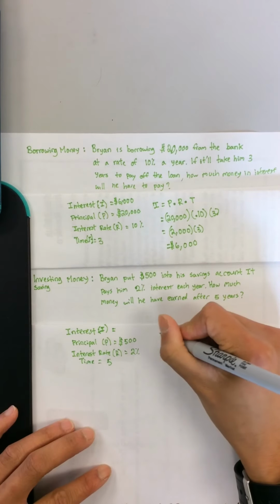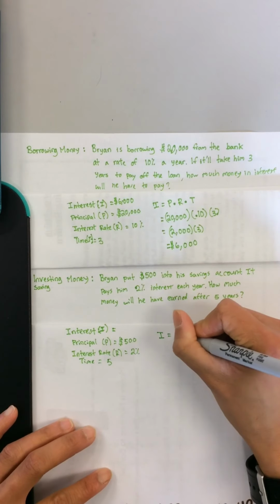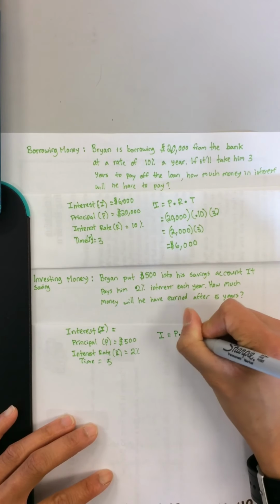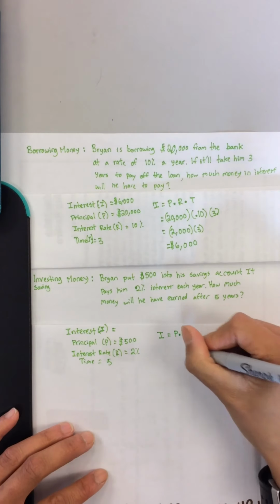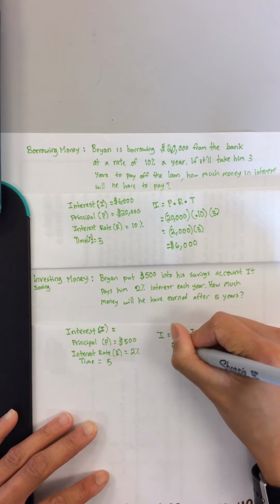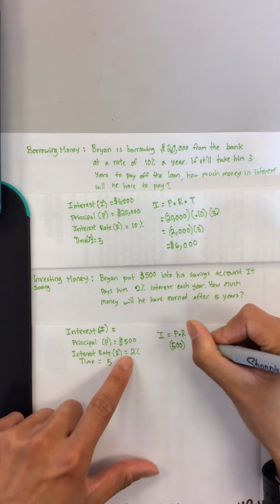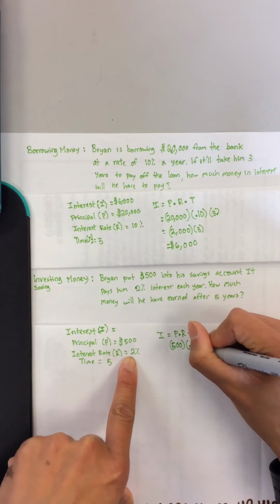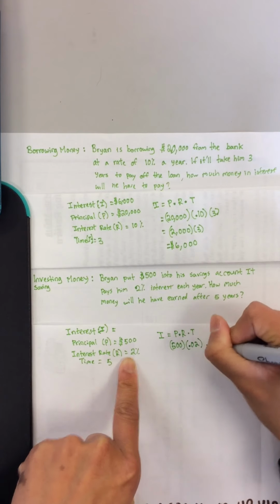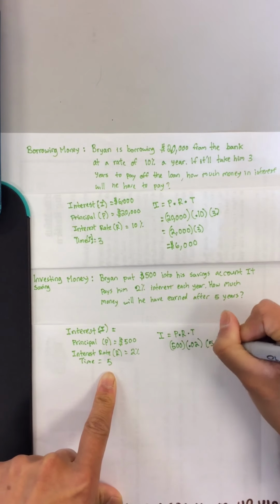So again, I write out my formula, which is the interest is principal times rate times time. And then I just fill it in. I know that the principal is 500. I know that the rate is 2%, 2 over 100. If I'm going to write that as a decimal, it's going to be 2/100ths. And the time is 5.